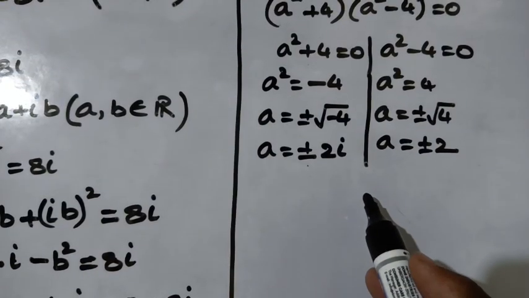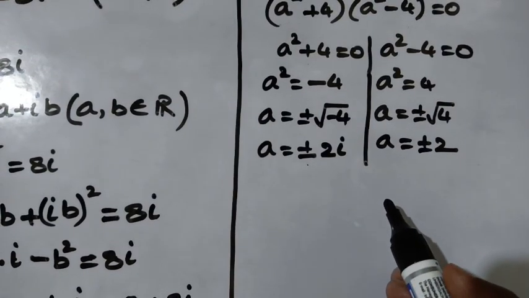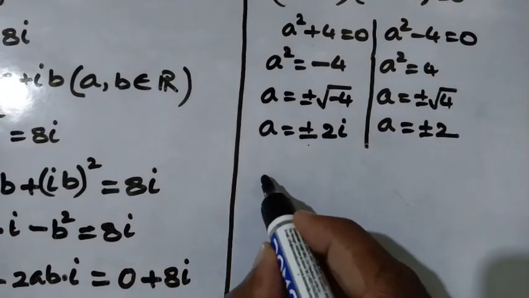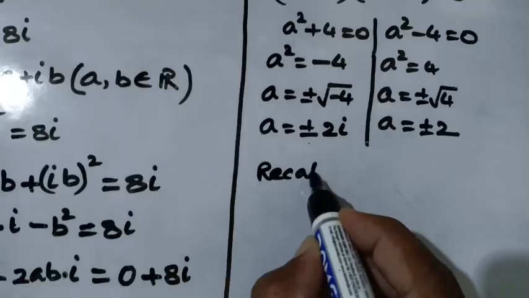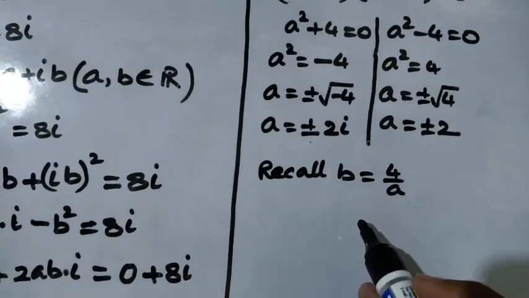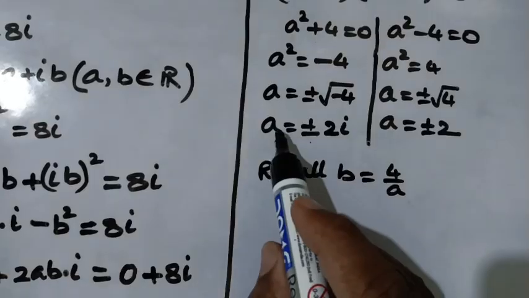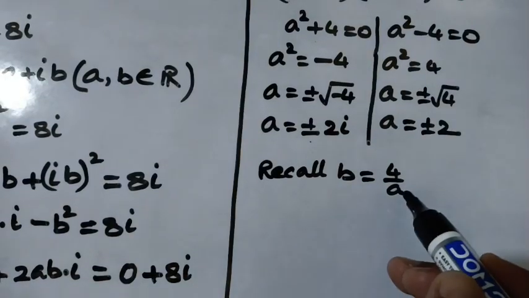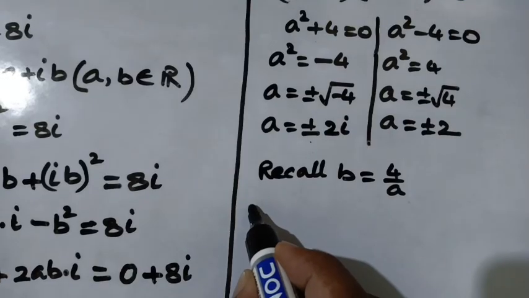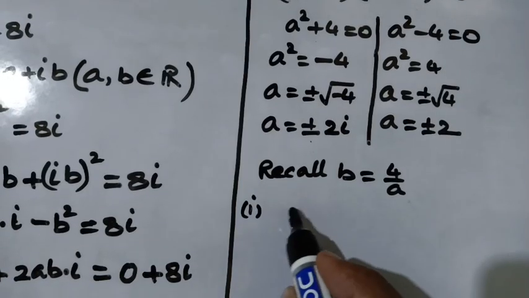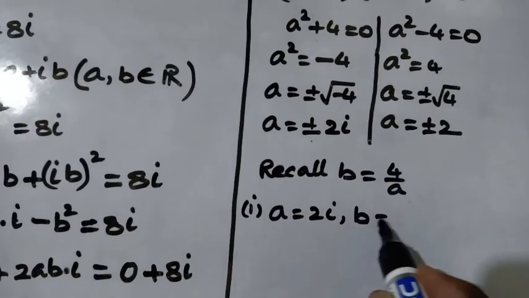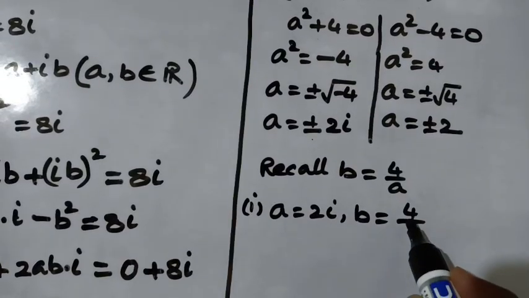So for each value we see what are the possible values of b we get. Now we can recall that b is 4 by a. So now substituting first a is equal to 2i in this equation, b is equal to 4 by a. So we get, say, case 1. If a is 2i, then b is equal to 4 by a.